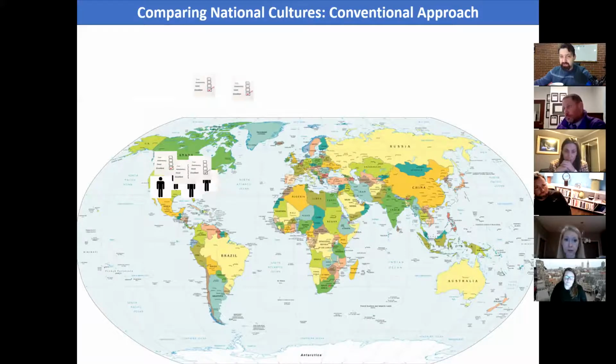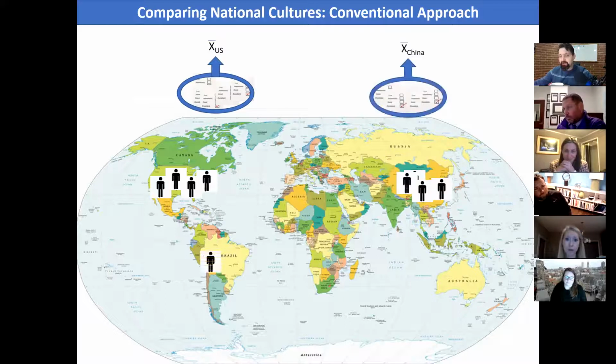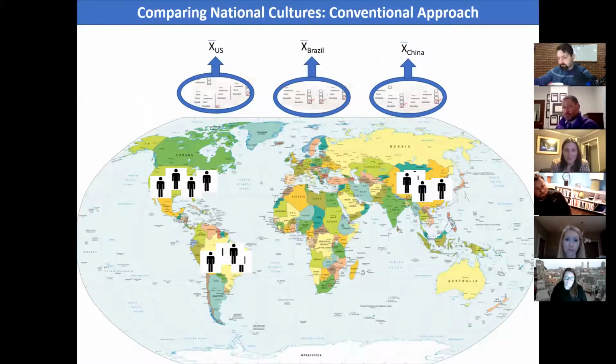And then he tallied up those surveys and got some sort of an average for the United States, let's say on individualism. And then he did the same thing for China, got their results, tallied it up, and got the average number for China. And then same thing for Brazil. He actually did it for about 40 countries that way. And so he got his average cultural values for Brazil, China, and the US.